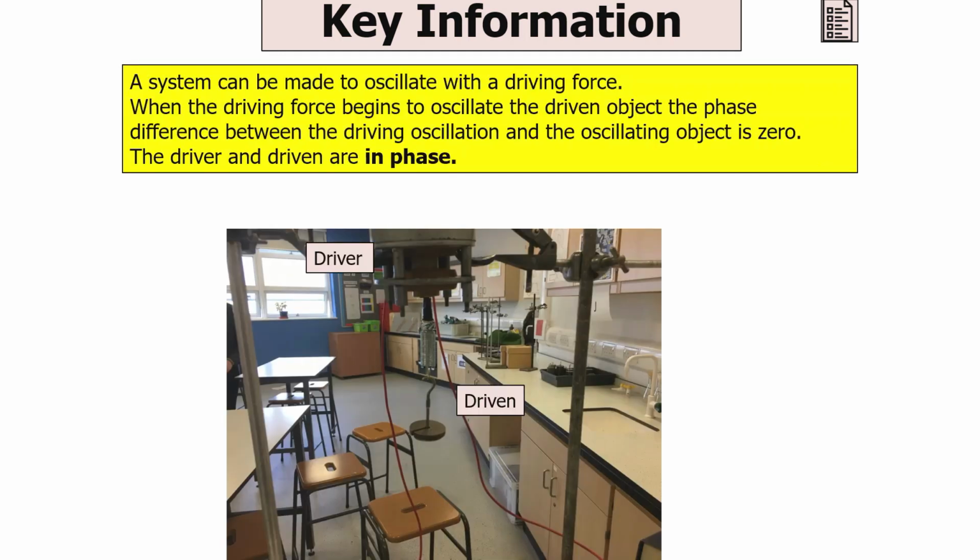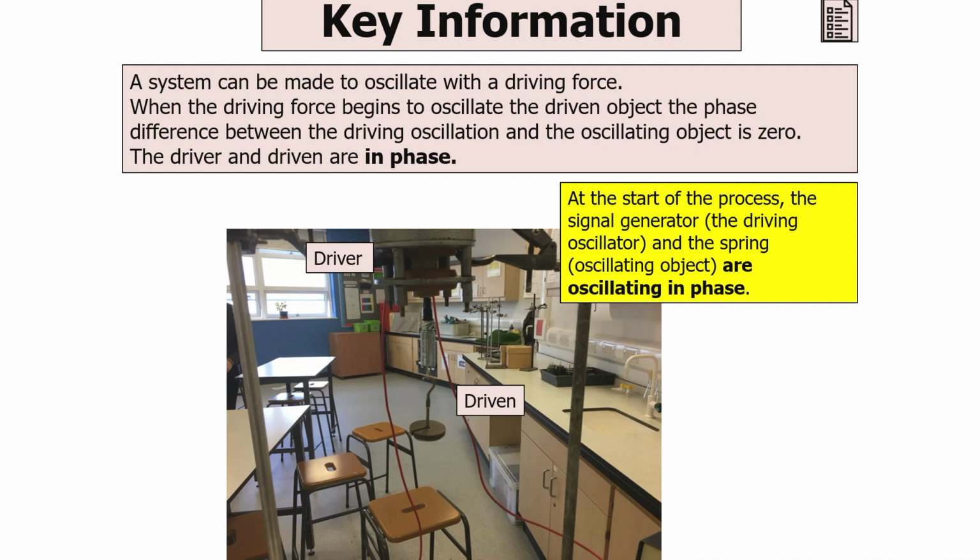A system can be made to oscillate with the driving force. So when the driving force begins to oscillate, the driven object has a phase difference between the driving oscillation and the oscillating object, which is zero. So what we can say is that the driver and the driven are in phase.